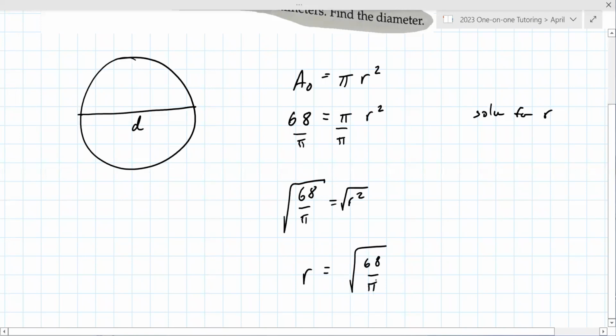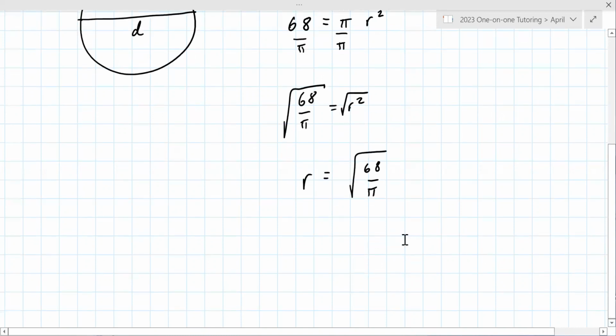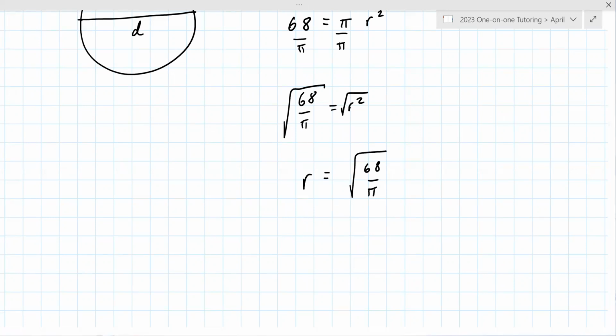But since you want the diameter, it is double the radius. So you get this number here, multiply it by 2. This one doesn't say anything about rounding, does it? Nearest tenth. Okay. So go ahead and grab your calculator and see what you come up with. I got a 4.6 or 4.7.